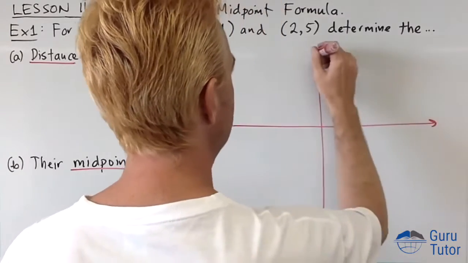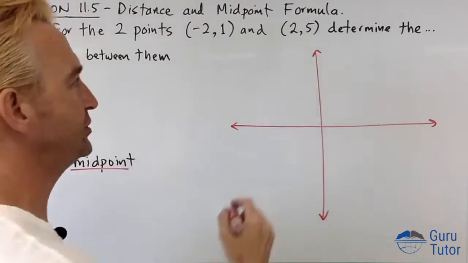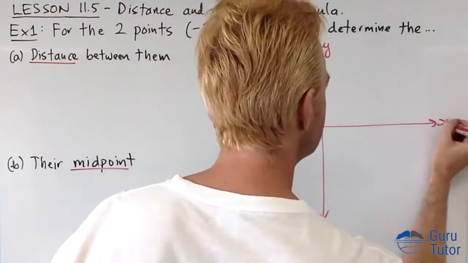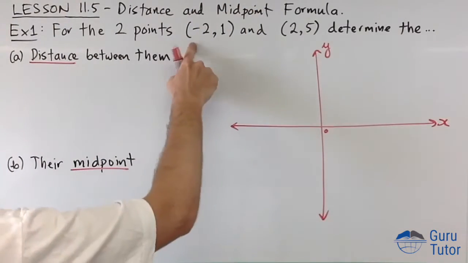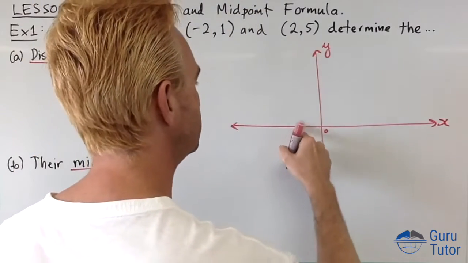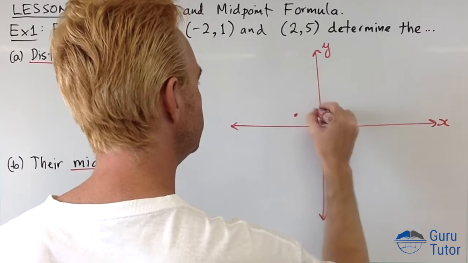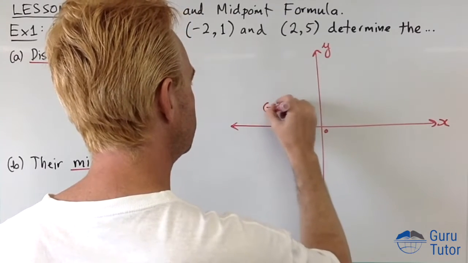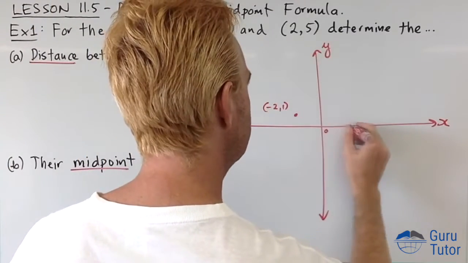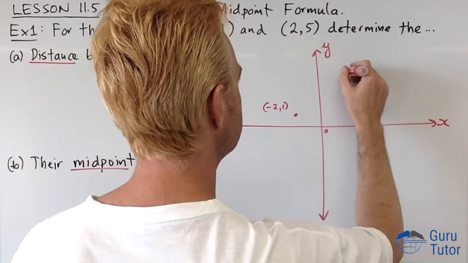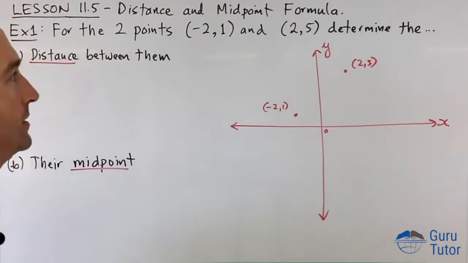So I won't do it in my usual blue, because when I write in blue, that usually means working you need to show. So you don't need to do this. It's just a visual representation so you can visualize it. So we've got 2 points, negative 2, 1. So where's that? Negative 2, 1. I guess that will be about here. Negative 2, 1, and 2, 5. That will be up here, I suppose. Okay, up in the first quadrant.